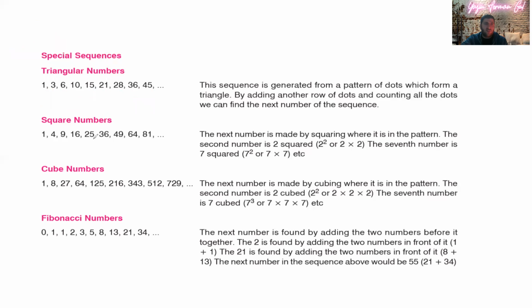Now we have square numbers. When you look at this, every number comes with a square. 1 to the power of 2 is 1.